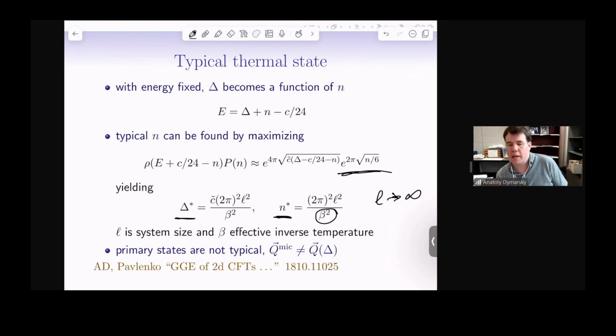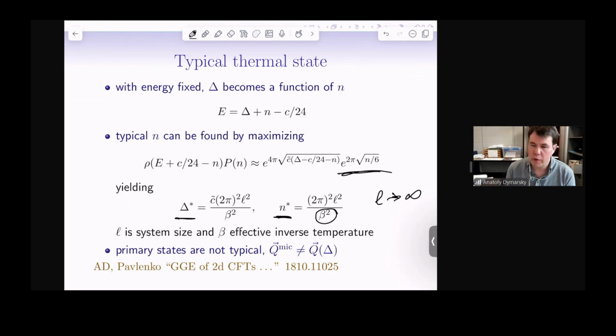So it tells you that the typical state in the microcanonical ensemble is a descendant of a very, very high level. And if you try to calculate those conserved quantities Qs, you will see that the typical state in the microcanonical ensemble, of course, will have exactly the same Qs as the microcanonical ensemble itself. But the primary state will have different Qs.